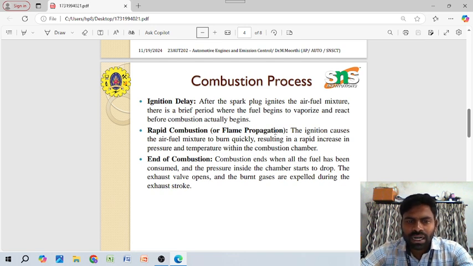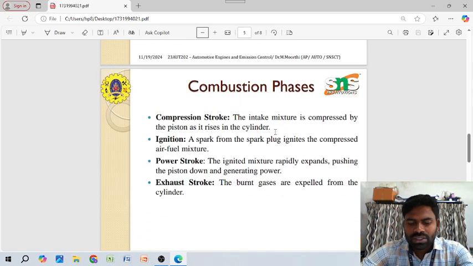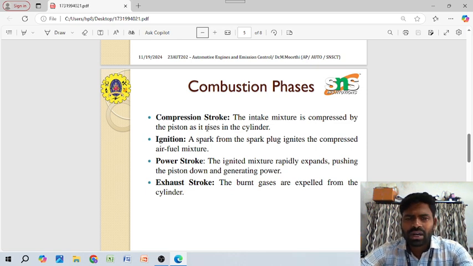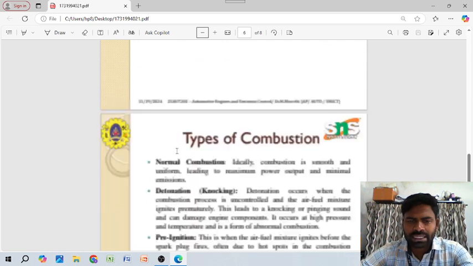After the burning, the combustion ends when all the fuel has been consumed, and then the pressure inside the chamber starts to drop. The exhaust valve opens and the burnt gases are expelled during the exhaust stroke. Then the combustion phases: as already discussed, compression stroke, ignition, power stroke, and then exhaust.